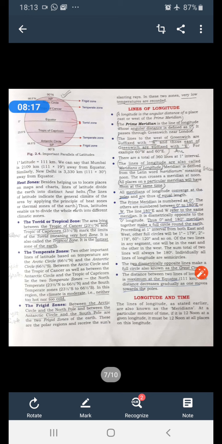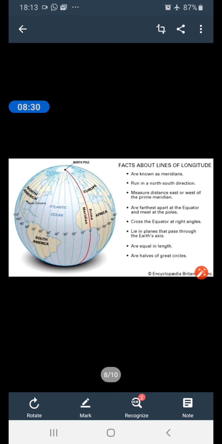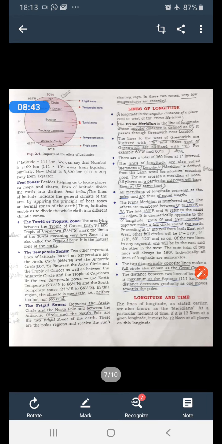And they've given you the definition of the prime meridian. The prime meridian is the longitude whose angular distance is defined as 0 degree. It passes through Greenwich near London. Now you will see this figure over here. The red line which is passing, this is the 0 degree prime meridian. It passes through Greenwich near London. The lines to the west of Greenwich are marked as W or west, and those east of Greenwich are suffixed with east.